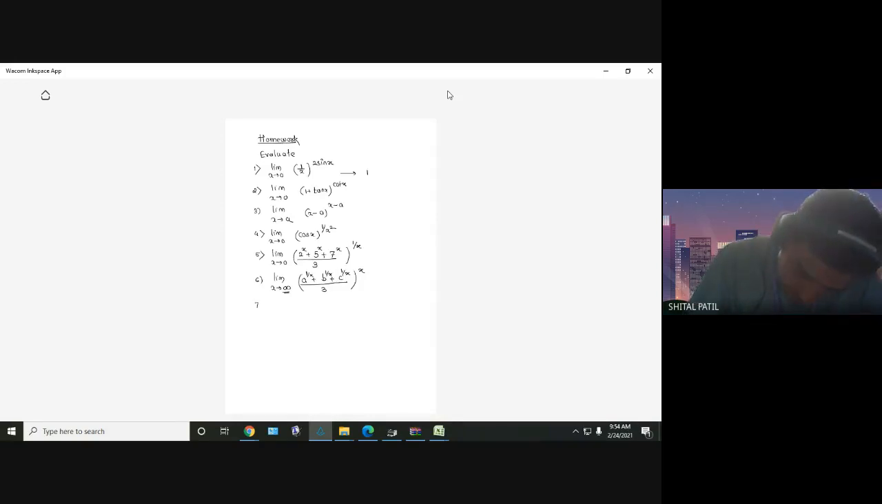Next, seventh. Limit x extends to pi by 2, sec x raised to cot x. Okay, sufficient. Solve these examples only.